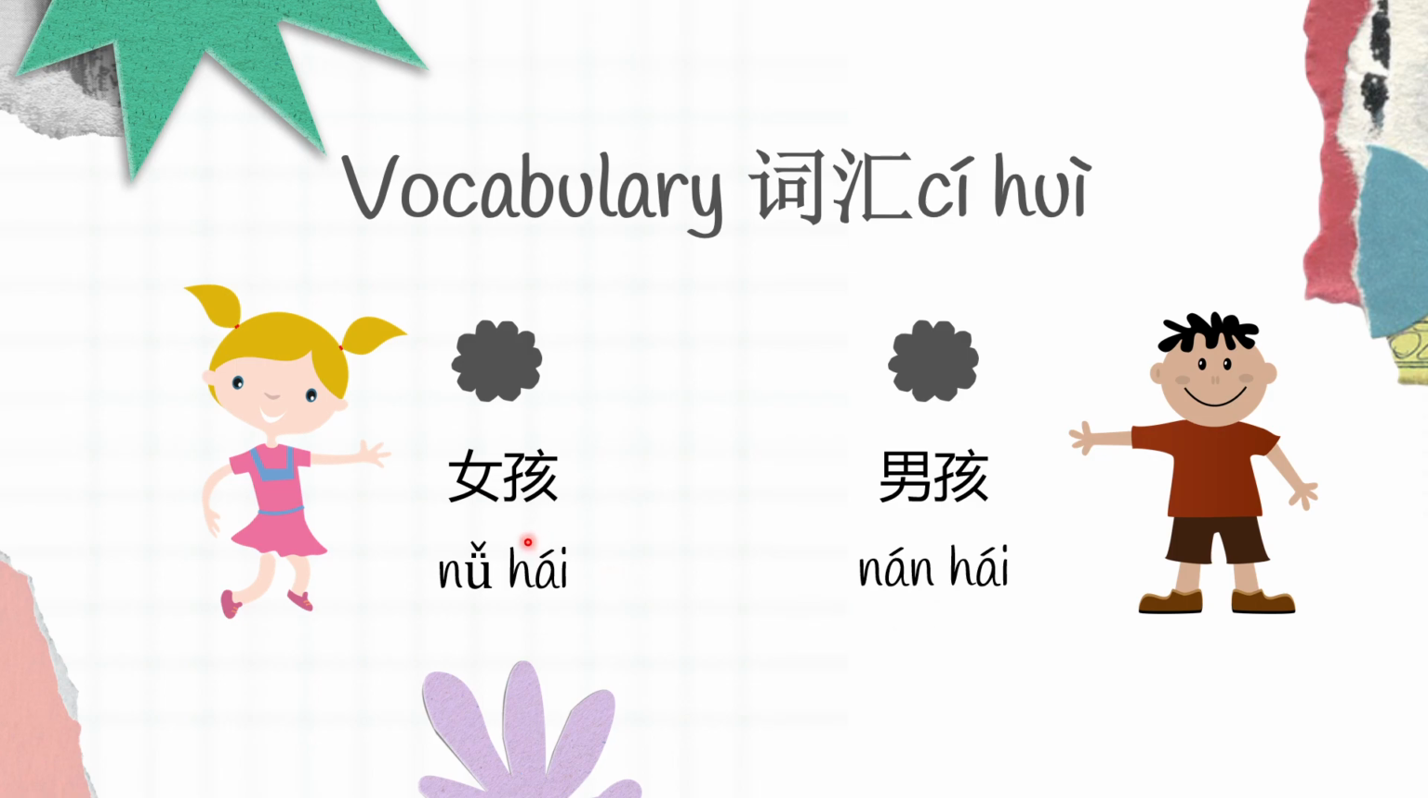In the next slide, we have 女孩,男孩. So 女孩 is girl and 男孩 is boy. Let's read together, guys. 女孩,男孩.